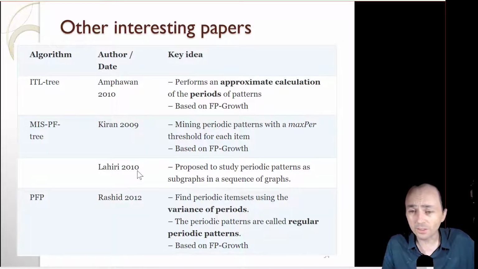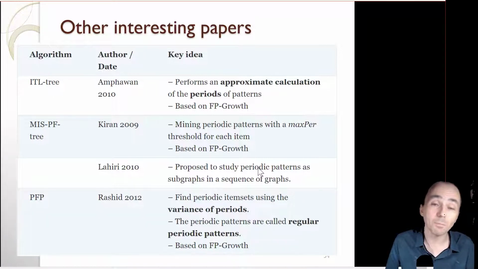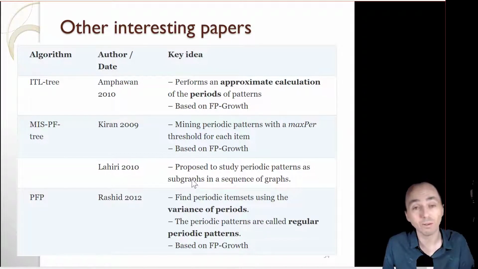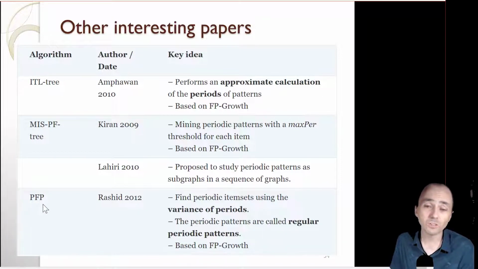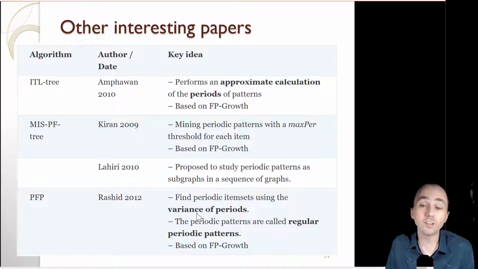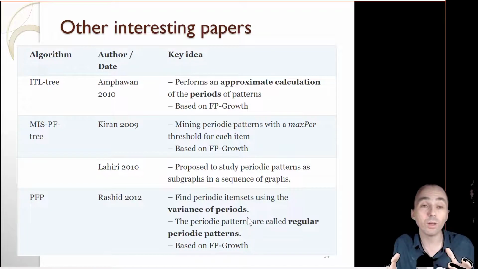In 2010, there was another paper. Here, they decided to apply the concept of periodic patterns to graphs, for example. So instead of itemsets, it is for subgraphs. Another paper in 2012 presented the PFP algorithm based on FP growth. Here, instead of using the average or the maximum, they use the variance of the periods. So this is another measure to evaluate the periodicity, the variance.